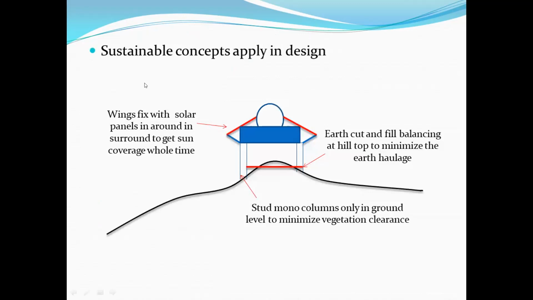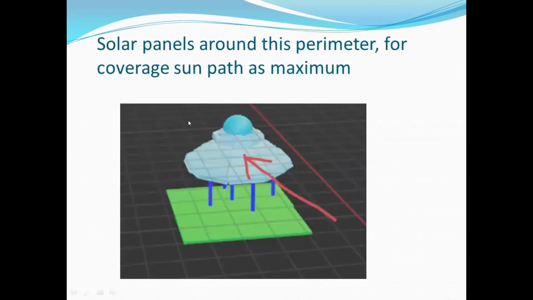I designed it with sustainable concepts. I applied stadium wings through the surrounding area with solar panels to target sun coverage the whole time, and also stud columns to minimize vegetation clearance. So only the stud columns and the top of the stadium will be built, and also the hilltop was selected for balancing the cut and fill to minimize the earth haulage.